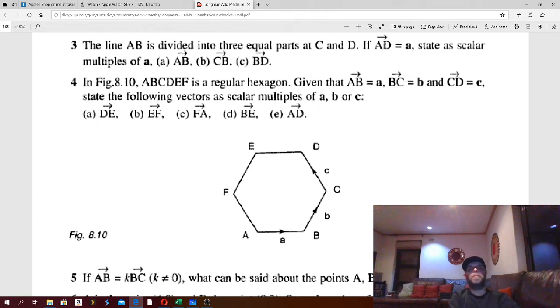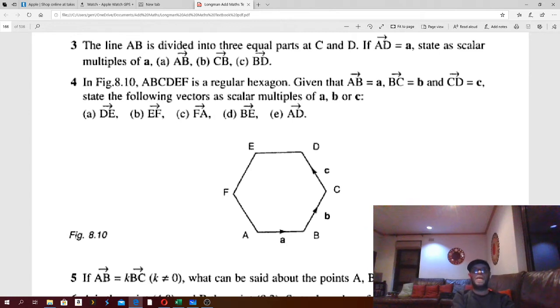So they've labeled them A, B, and C. Now they ask us to name the following vectors in terms of A, B, or C. We'll look at the vector DE. DE is parallel to AB, but runs in the opposite direction to AB. So DE would be the same as vector A, but in the negative direction. So that would be negative A.